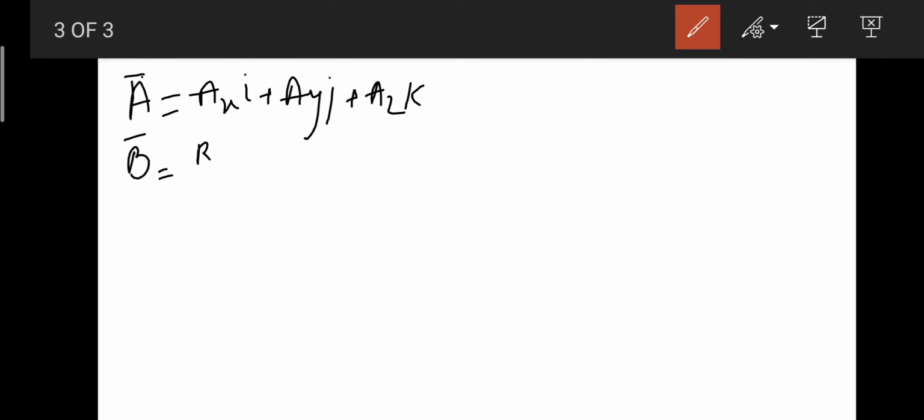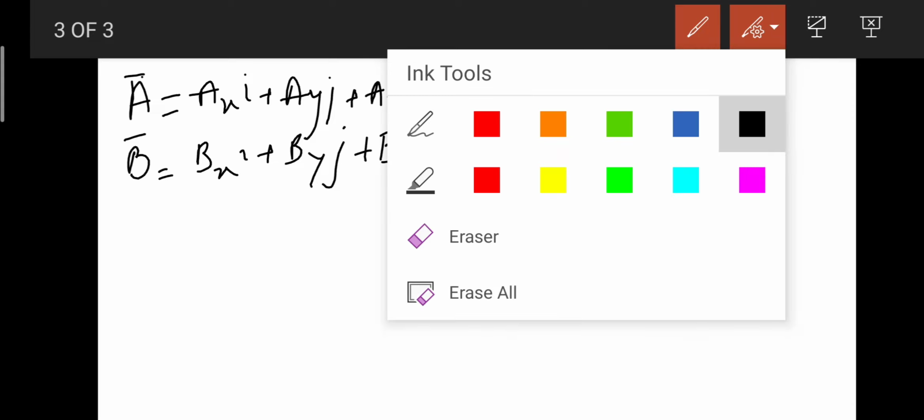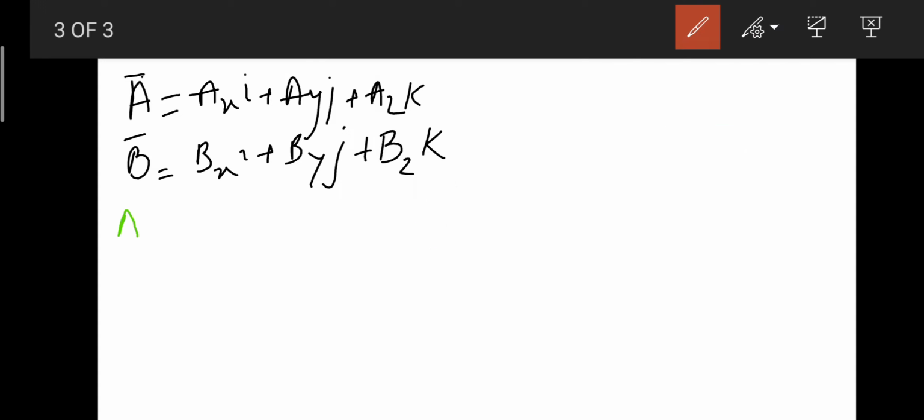Now consider we are having a vector A, which is AX i plus AY j plus AZ k, and there's another vector B that is given as BX i plus BY j plus BZ k. So if I want to take the cross product between the two vectors, it would be A cross B, and this would be equal to the product.